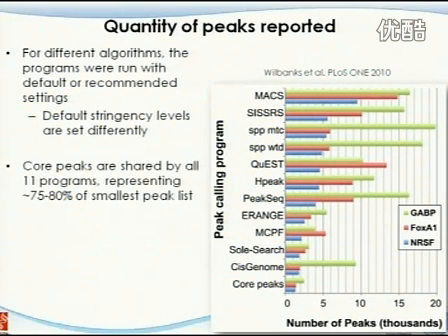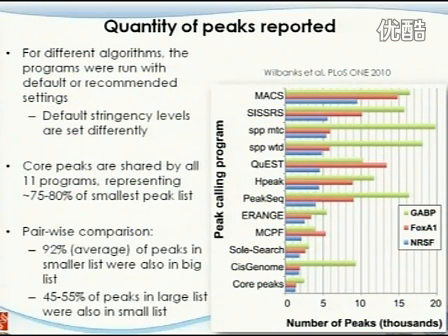But they did define core peaks, meaning those regions that were identified by all 11 algorithms they evaluated. This represents about 75 to 80% of the smallest peak list. They also did a pairwise comparison of any two different algorithms, and found that 92% of peaks in the smaller list were also in the bigger list.